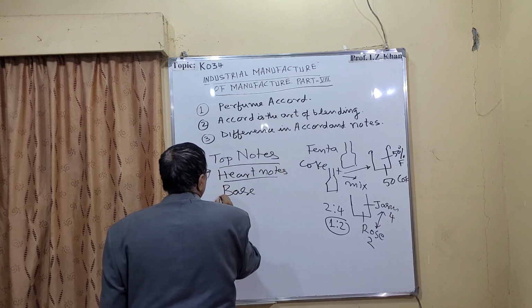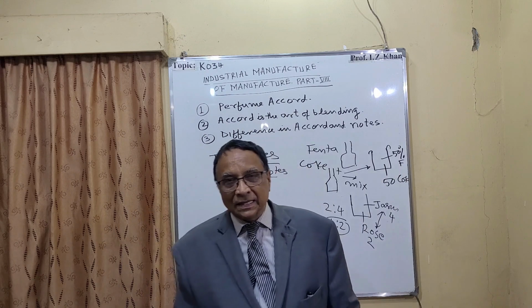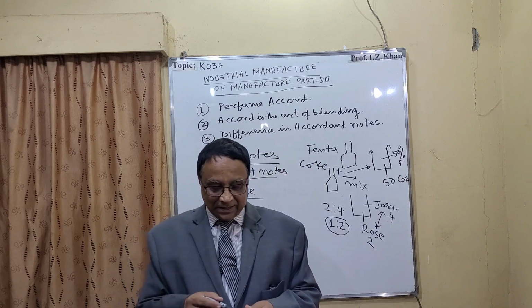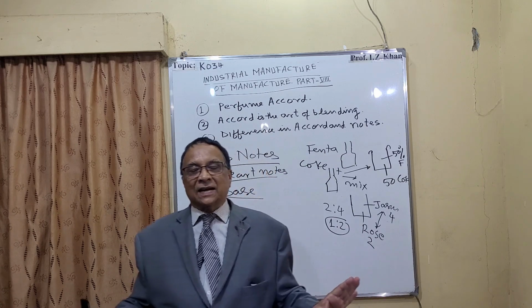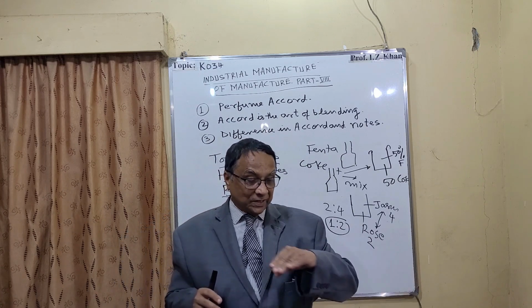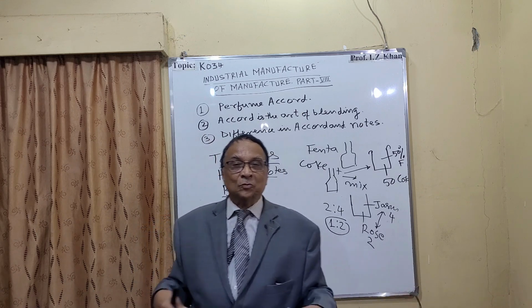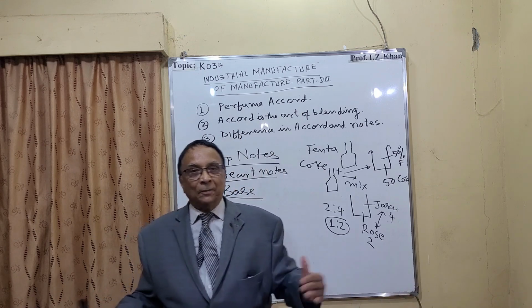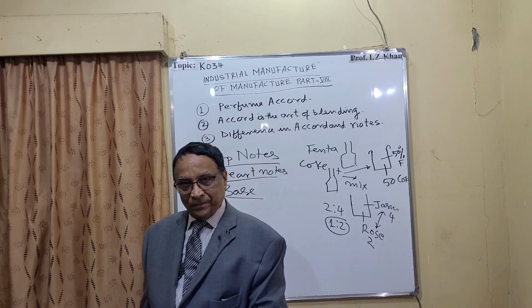So these 3 components are there in the case of notes. And once it disappears after some time, that is the top note. Perfumes are recognized on the basis of top notes, because of the first impression: oh, it's a very good sandalwood, it is very good musk, it is very good jasmine. But that note will not stay for long. After some time, it will disappear.